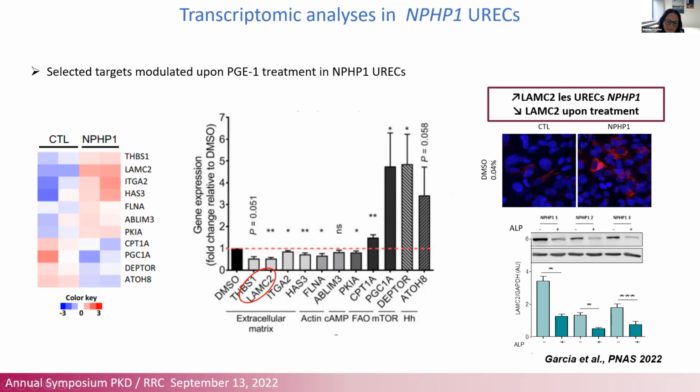So interestingly here, I highlight LAMC2, which is an extracellular matrix protein, where you see that in NPHP1 cells, like in PKD cells, there is overexpression of this protein, and the expression is down following the treatment in these cells.